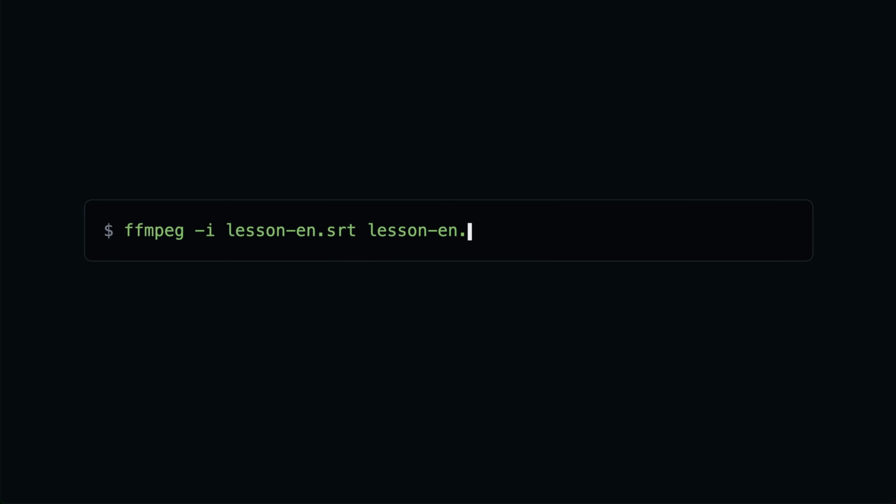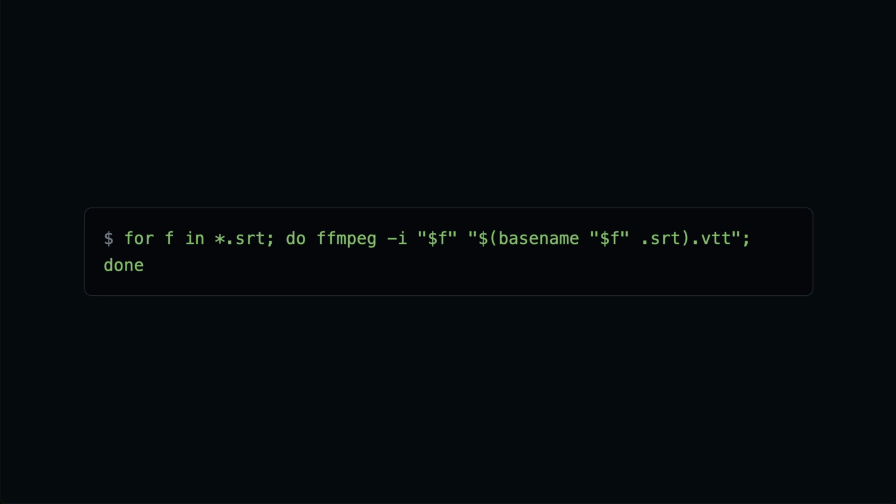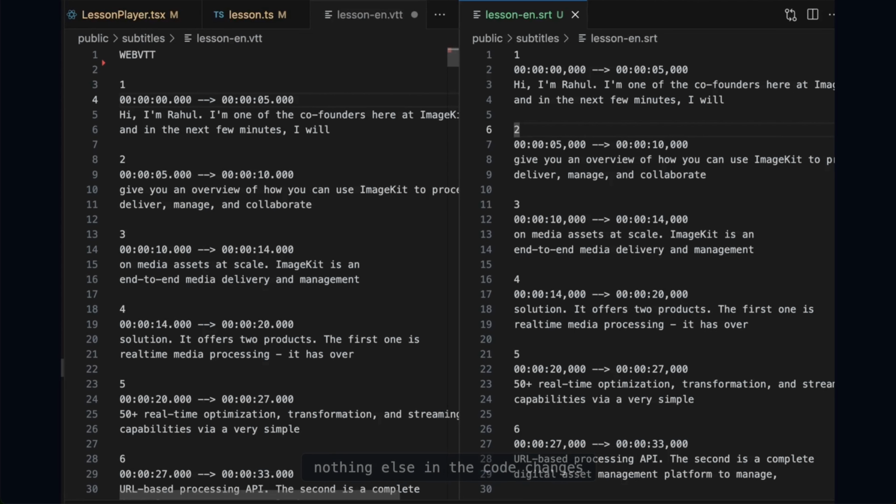Because of this, you need to convert it using FFmpeg. You point it at the SRT file, name the output as a VTT, and that's it. And if you have a folder of them, you can wrap that in a shell loop and convert all of them in one pass. The output goes straight into the track element you already have. Nothing else in the code changes.